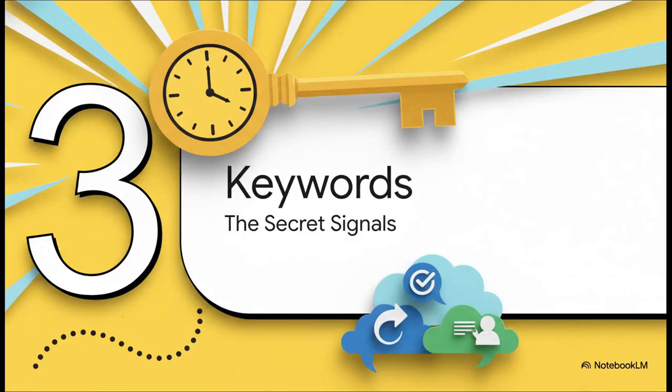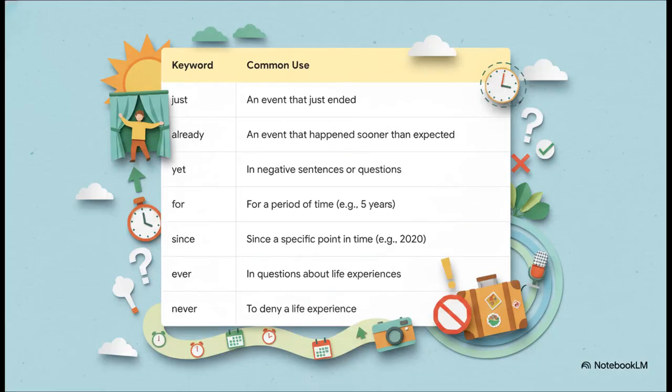Okay, now for a super helpful trick. There are certain words that are like secret signals for the present perfect. When you hear these words, a little light should go on in your head that says, aha, I should probably use the present perfect here. Let's take a quick peek. You've got words like just and already for things that happened a moment ago. Yet is a classic for negative sentences. For and since are perfect for talking about something that started in the past and is still going. And then there's ever and never. These are your best friends for talking about life experiences. Think of them as cheat codes.